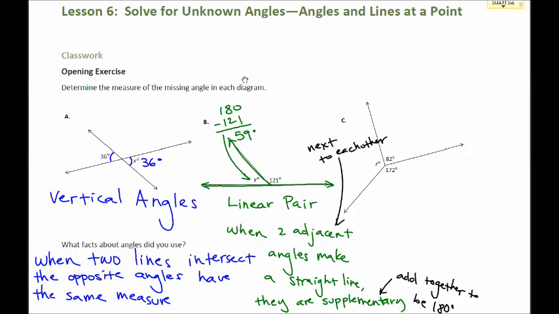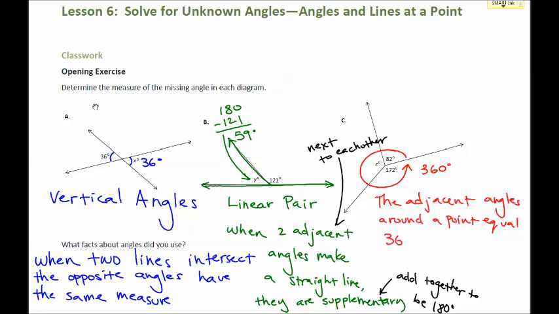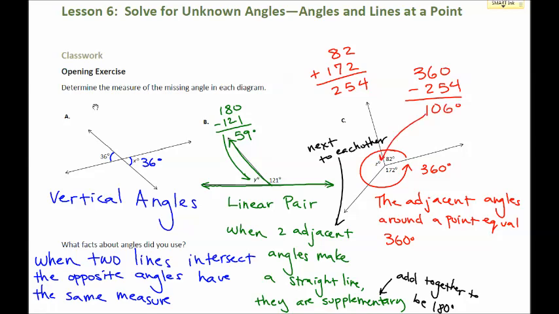Okay, finally, diagram C. Here are three adjacent angles. They're all next to each other. And these three angles will add up to be 360 degrees because the adjacent angles around a point equal 360 degrees. Okay, so for angle Z, we would take 360 and subtract the sum of 82 and 172. So 360 minus 254 is 106 degrees, which is equal to the measure of angle Z.